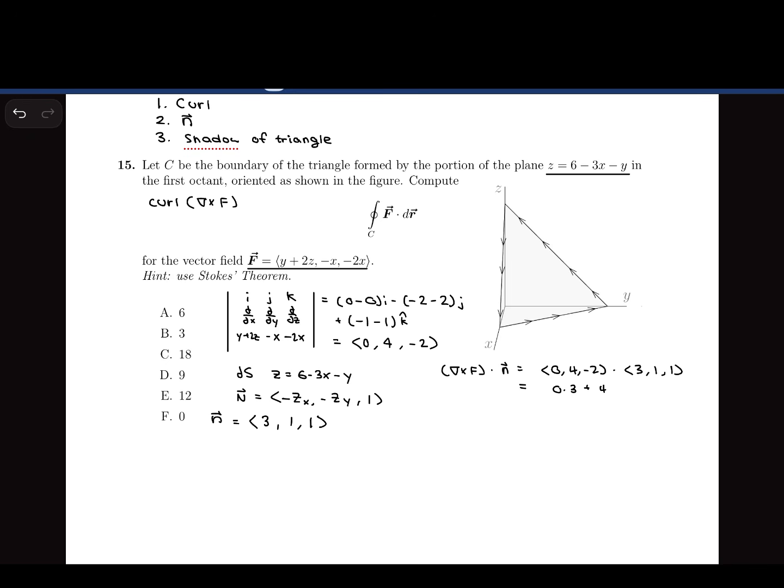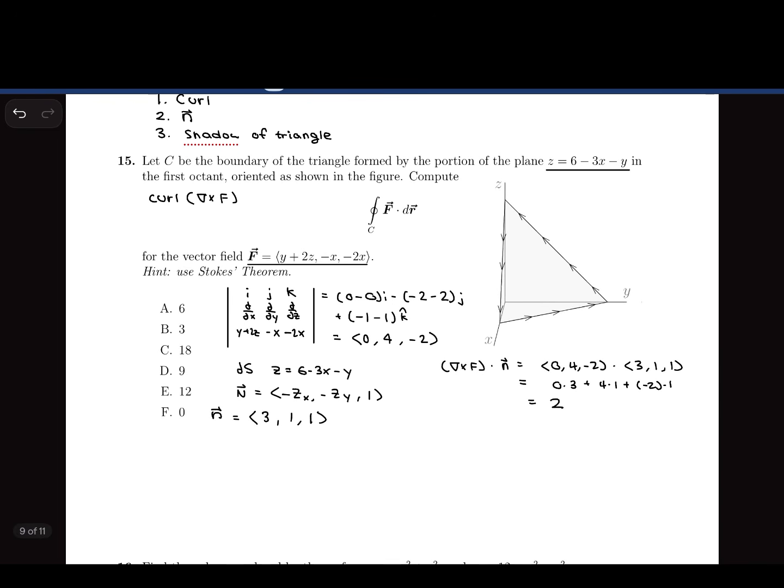Plus 4 times 1 plus negative 2 times 1, which simply gets us 2. Okay, now this is the last super big chunk of this, which is to integrate over the triangle using the area of the shadow of the triangle. So how do we do this? It's sort of weird to wrap your head around it, but I'll try my best to explain.